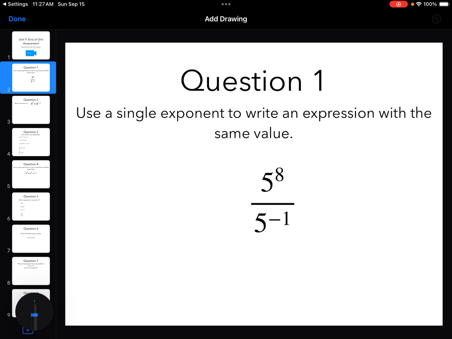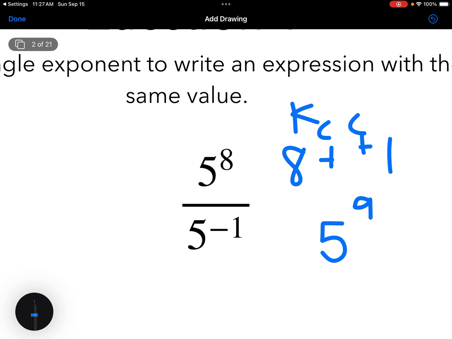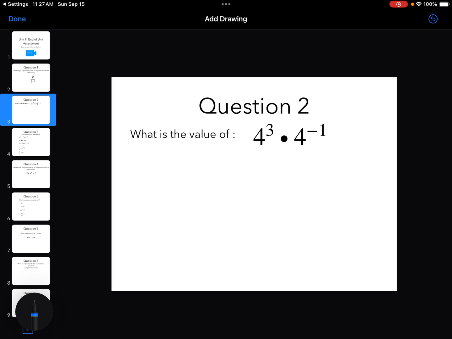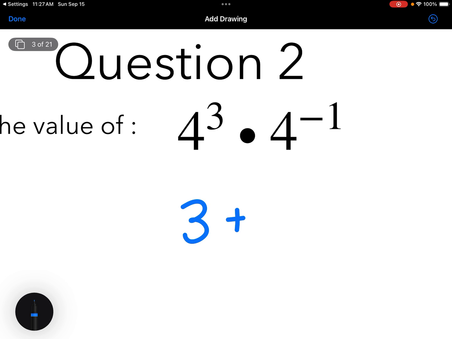So I see the quotient power here, so that tells me I have to subtract my exponents. So I'm going to do 8 minus negative 1, keep, change. So I get 5 to the 9th power. This is the product property, so I'm going to add my exponents. 3 plus negative 1. So I have a positive 2. So it's going to be 4 to the 2nd power.